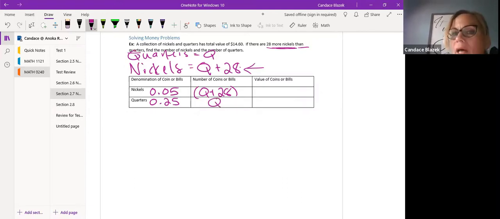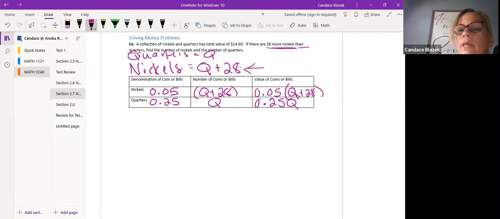Now for the value of the coins, as an example, if I have 4 quarters, that's 4 times 25 cents, which gives me $1. So I have 25 cents times Q quarters. The total value is going to be 0.25 times Q. That's going to give me the total value of my quarters. For my nickels, it is 0.05 times (Q plus 28). That will give me the total value of nickels.